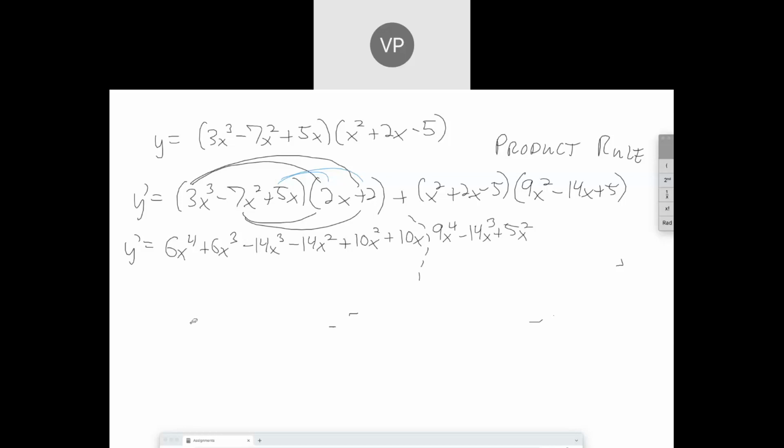Then a 2x times everything. We get an 18x cubed minus 28x squared plus 10x. And then last, the negative 5, we get a negative 45x squared. Sorry. Make sure I got everything right here. Got to check it as I'm going here. Minus 28, sorry, not 28. 14 times 5. So we're going to get a plus 70x. And lastly, a minus 25.